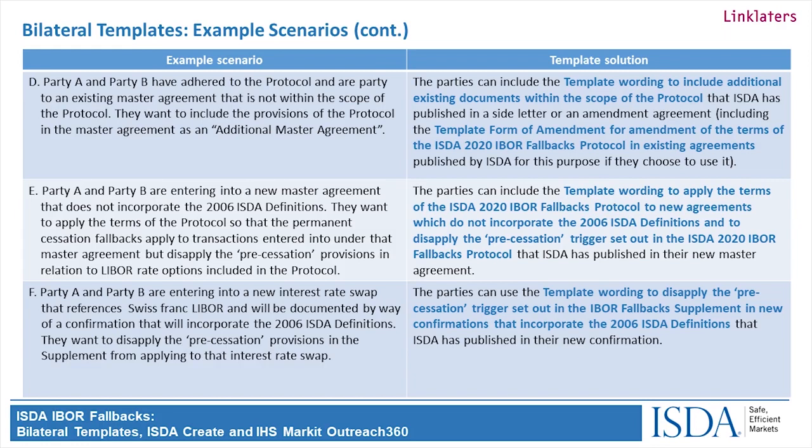So in that example, what the parties can do is they can take the template provisions that allow parties to apply the terms of the protocol to new agreements that don't incorporate the 2006 definitions, and also within that language they can make the election to disapply the pre-cessation trigger. So here, given that they are entering into a new agreement, they may well just look to drop those template provisions into the new agreement itself.